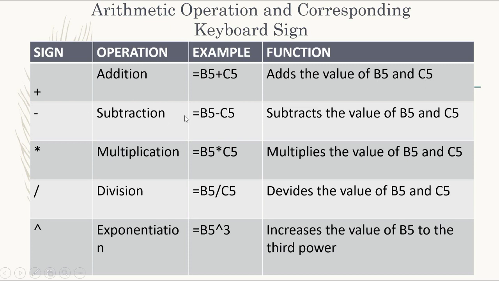Subtraction naman tayo, or minus. Equal sign B5 minus C5. It subtracts the value of C5 from B5. So for example, ang number natin sa column B, row 5 ay 5 and sa column C, row 5 ay 3, meaning it is 5 minus 3.